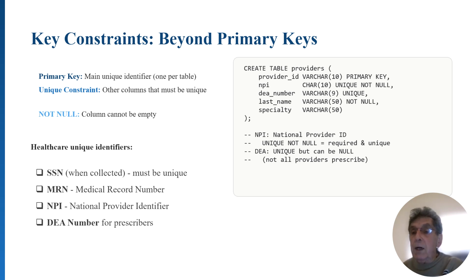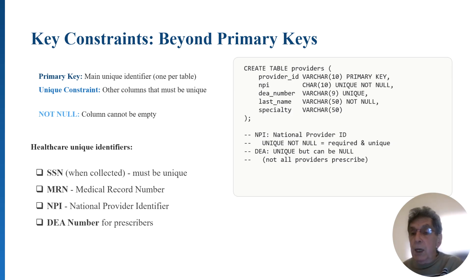The National Provider Identifier, NPI. Every healthcare provider in the U.S. has a unique 10-digit NPI. Your providers table should have a unique constraint on the NPI. DEA number. Providers authorized to prescribe controlled substances have a DEA number. It should be unique, but nullable. Not all providers have one. Medical record number. Within your system, each patient's medical record number must be unique. Social Security number. If you collect Social Security numbers, they should be unique within your database. Though for privacy reasons, many systems avoid storing this nowadays.